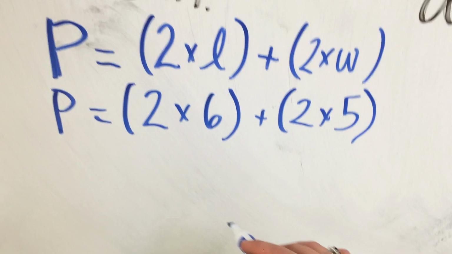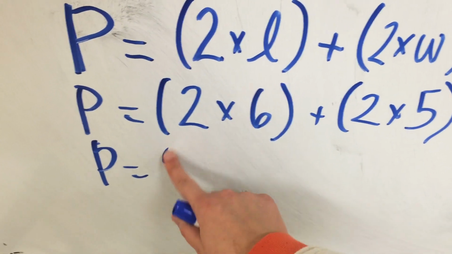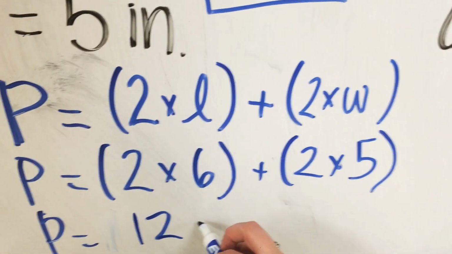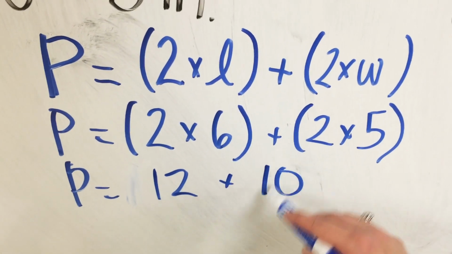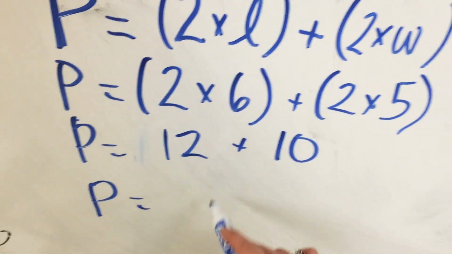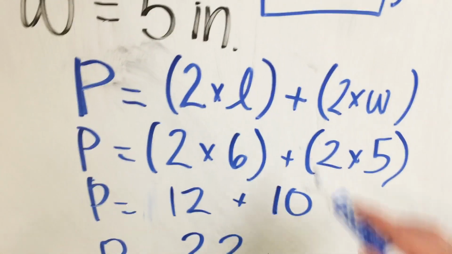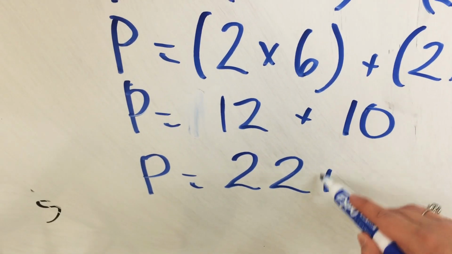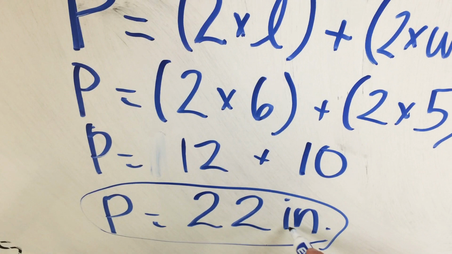Okay, so let's solve inside the parentheses. Our perimeter equals 2 times 6 is 12, plus, drop your plus sign down, 2 times 5 is 10. Okay, so we're just left with these two numbers to add. So our perimeter is what? 12 plus 10 equals 22. Don't forget your units. What is our unit that we used up here? Inches. So our perimeter is not just 22. That would be incorrect. The correct answer is our perimeter is 22 inches.